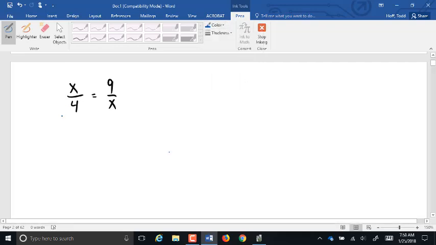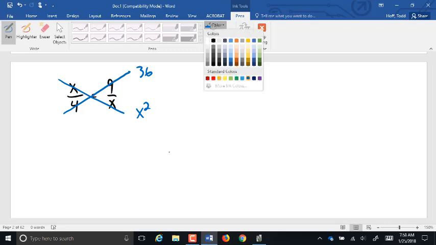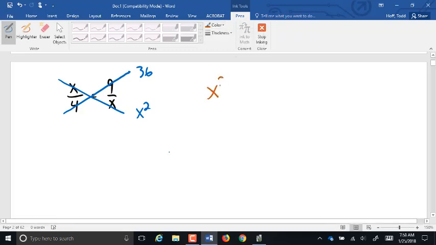Now, we've been cross multiplying and dividing, but there's another process where you just cross multiply, and the two diagonal products have to be equal. What I mean is you go this way. This is one diagonal. 4 times 9 is 36. Here's the other diagonal. X times x is x squared. Those have to be equal. X squared has to equal 36.